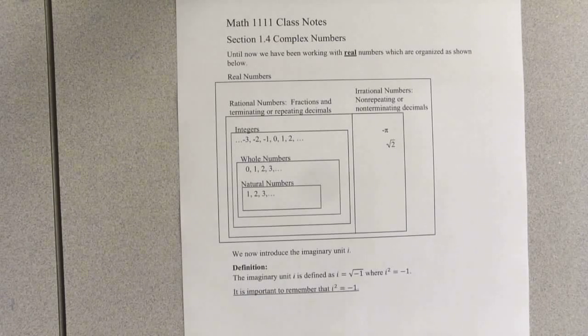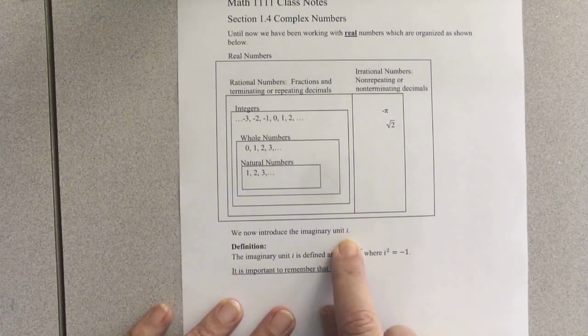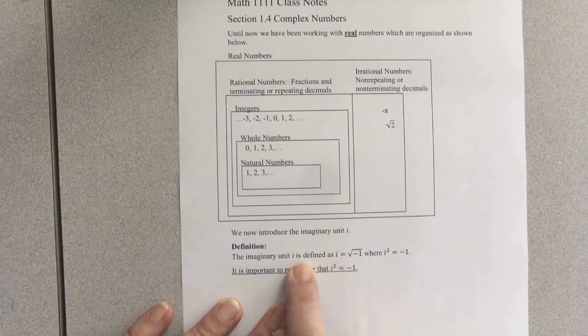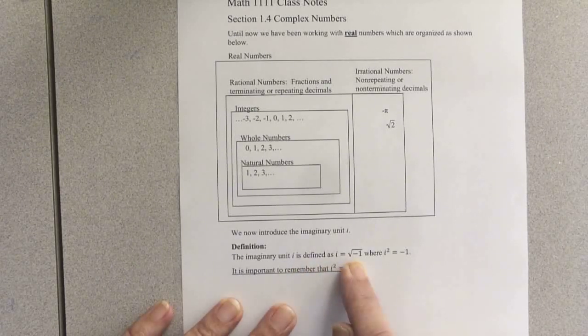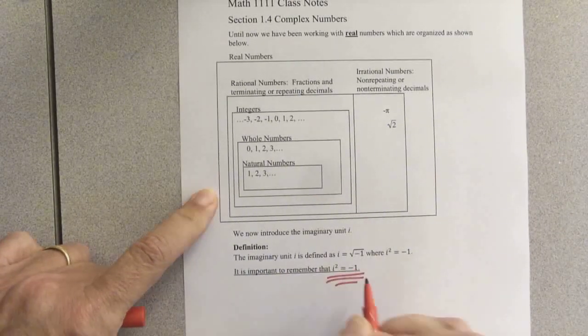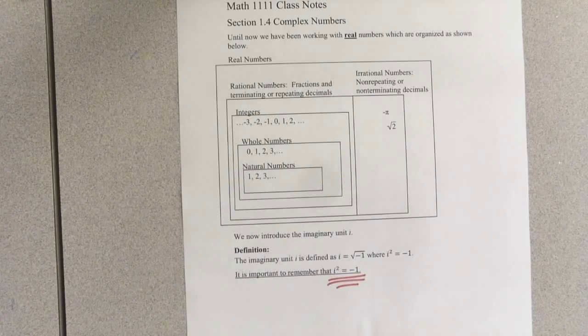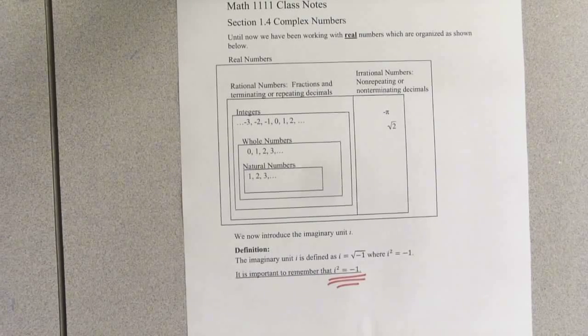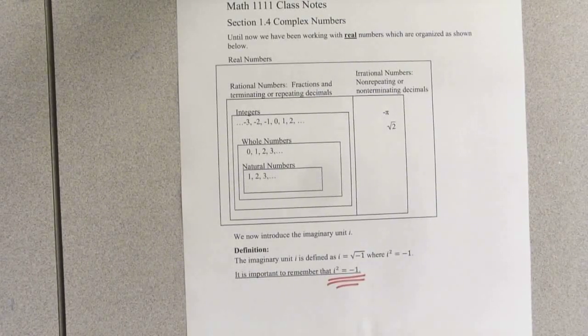But there are some applications where that's not enough numbers, or different types of numbers. So now we're going to introduce the imaginary unit i. The imaginary unit i is defined as i equals the square root of -1, or that i squared is -1. It's important to remember that i squared is -1. If you think about all the mathematics you've done, you've never used i as a variable, because i squared is -1 and i represents the square root of -1.